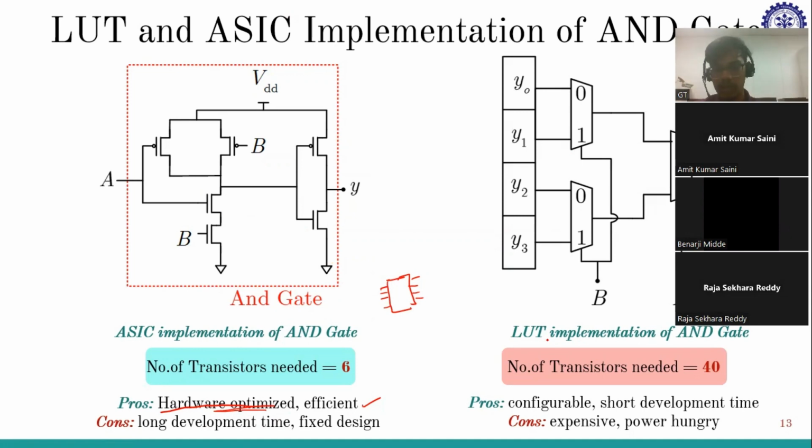Whereas in the case of LUT implementation, even though the cost is high, it will increase the overall cost of the implementation. Also, the power will be very high. One advantage is you can always configure it. This is FPGA-based implementation, right? You are writing the code in Verilog, you are dumping it in the FPGA. If you write a different code, you can again dump it in the FPGA. Whatever code you want, you can dump in the FPGA and the FPGA will modify accordingly.